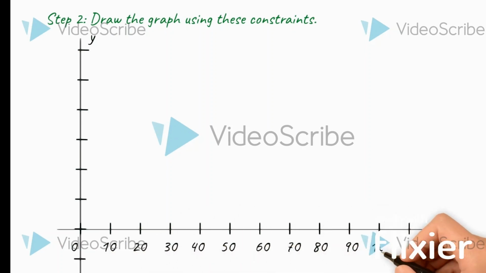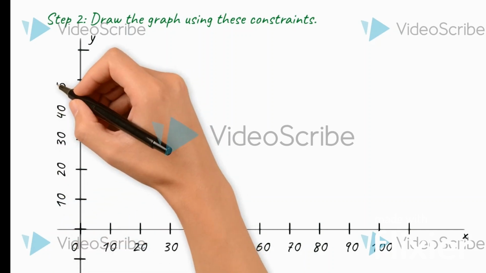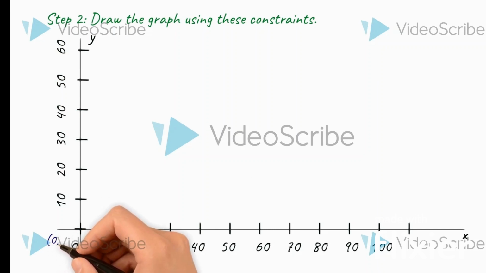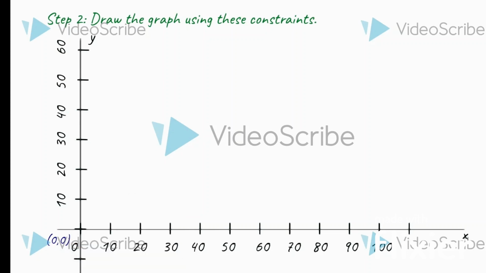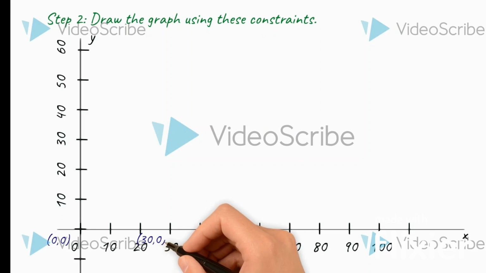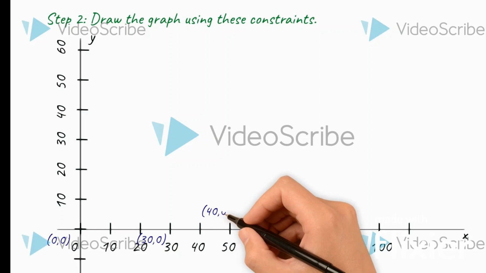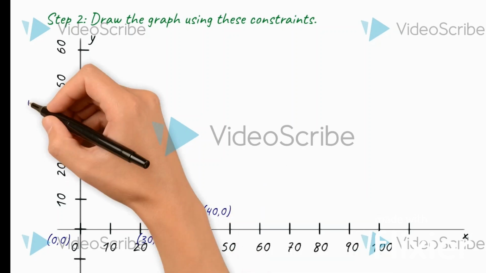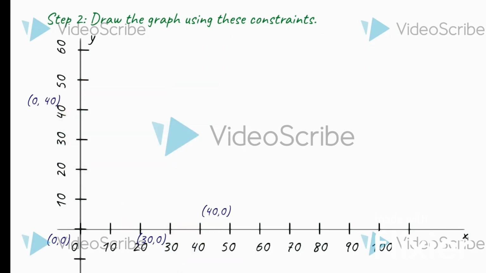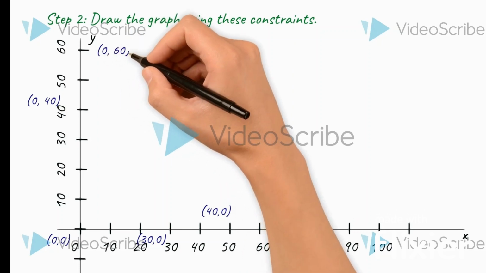Here I'm taking a scale of 10. So on the x-axis, I'm marking from 0 up to 100, and on the y-axis from 0 up to 60, and our origin is 0. Because these markings suit the points that I will be using for this graph. You mark the origin 0, comma 0, and then when you substitute in the equations, you get the points 30, comma 0, 40, comma 0, 0, comma 40, and 0, comma 60.